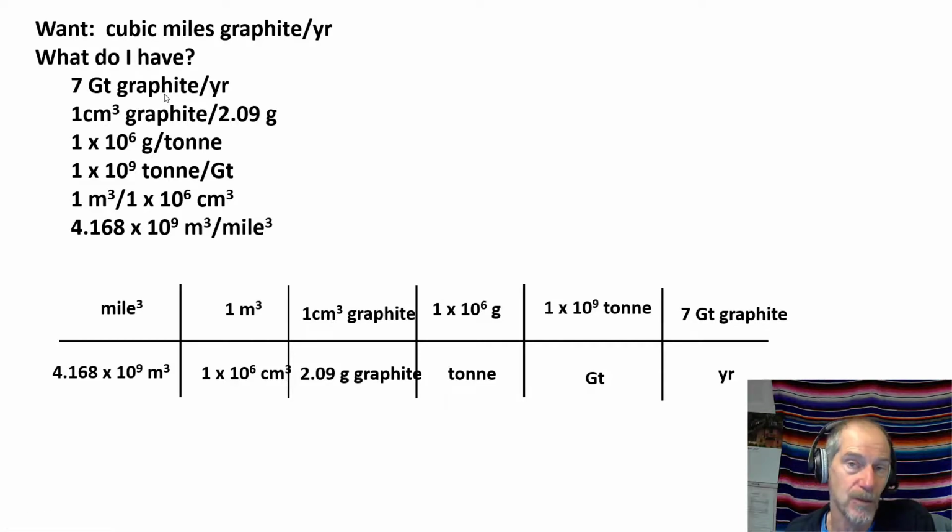I'm going to go with measurement, because I'm assuming they're basing their 7 gigatons per year on measurements of atmosphere and emissions and our understanding of climate change. The 2.09 grams per cubic centimeter of graphite, that's a measurement. Yes, someone actually took a perfect cubic centimeter and weighed it.